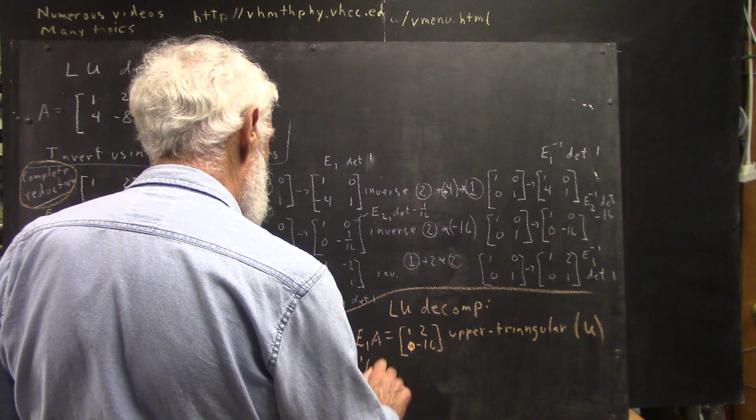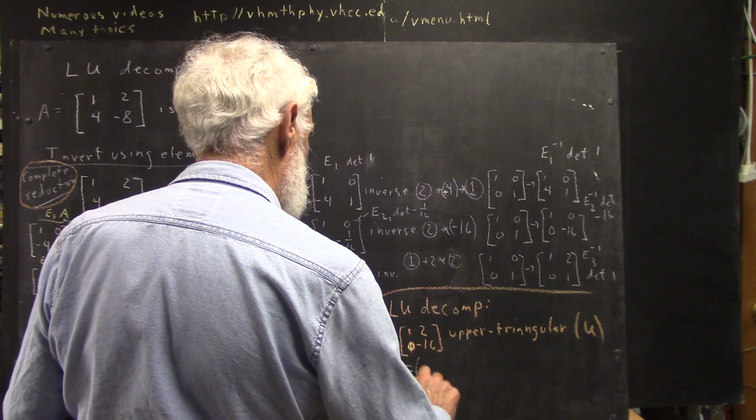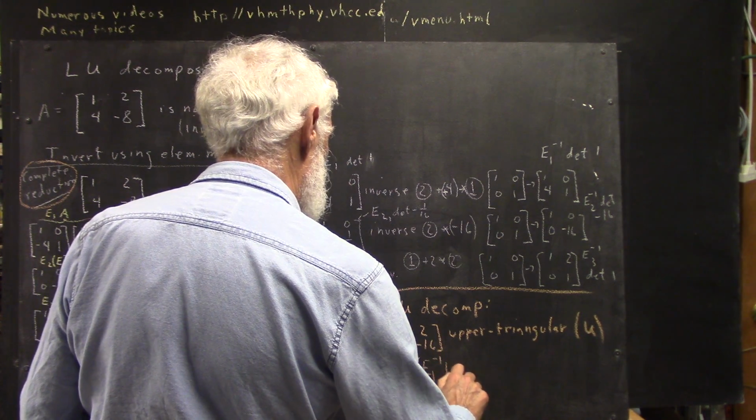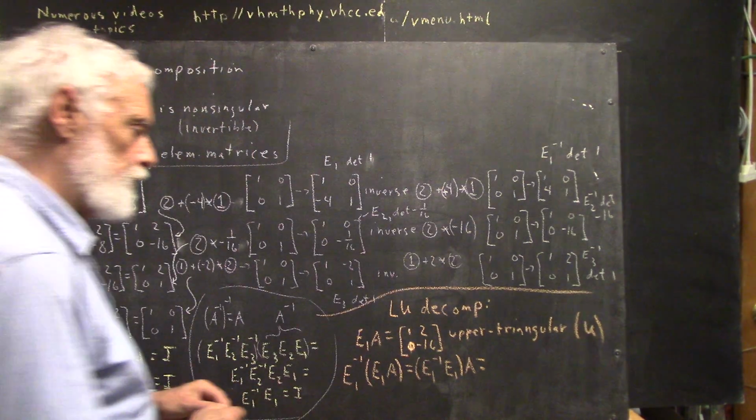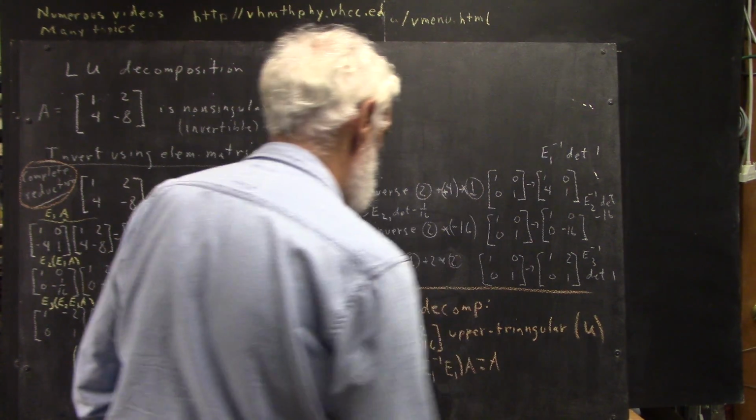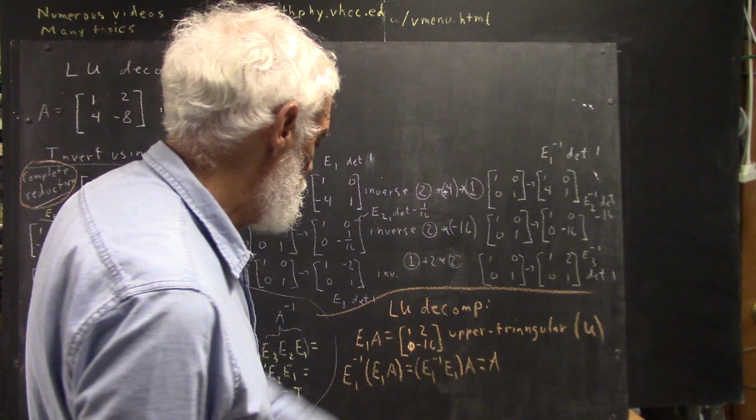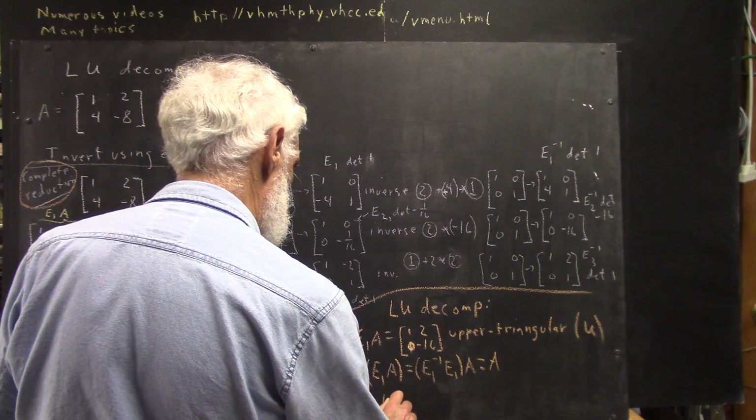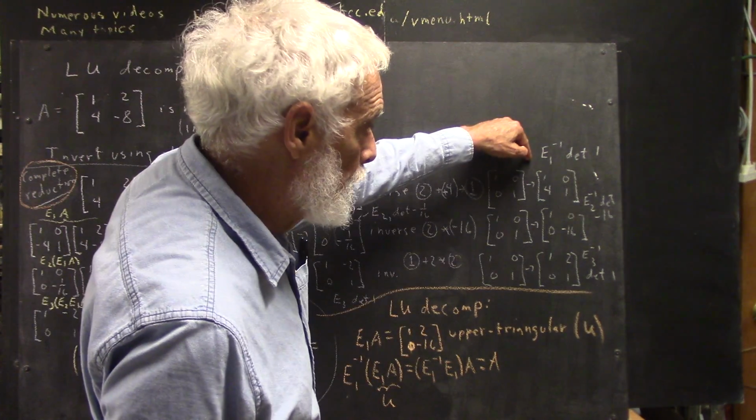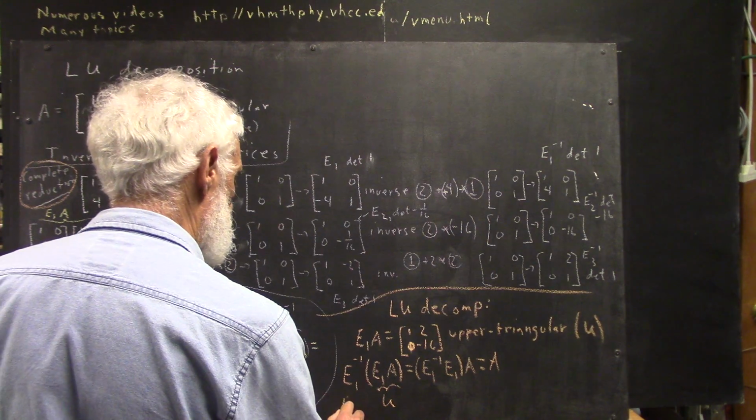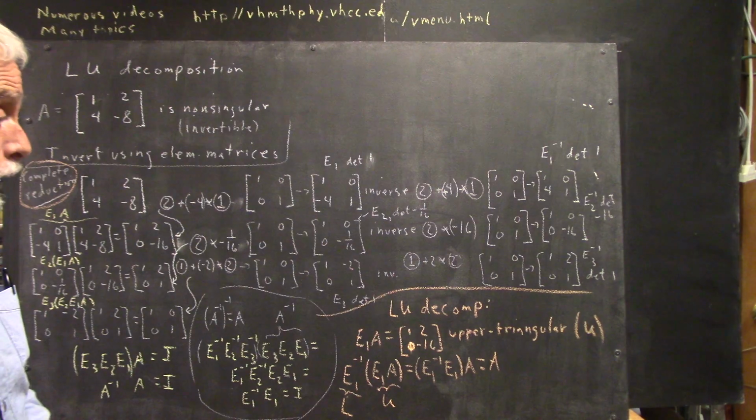Now, E1 inverse multiplied by E1A, of course, just equals E1 inverse times E1 times A, because matrix multiplication is associative, which equals then A. Okay? But E1A is upper triangular. E1 inverse, right there, is lower triangular. Okay, so there's our LU decomposition.